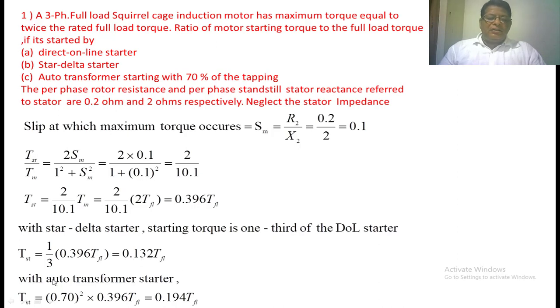In the same manner, with the auto transformer starter, the starting torque equals 0.70 whole square, because in the numerical it is given that there is 70% tapping. The torque is directly proportional to the square of the voltage. So 0.70 square into 0.396 T full load, we get 0.194 T full load.